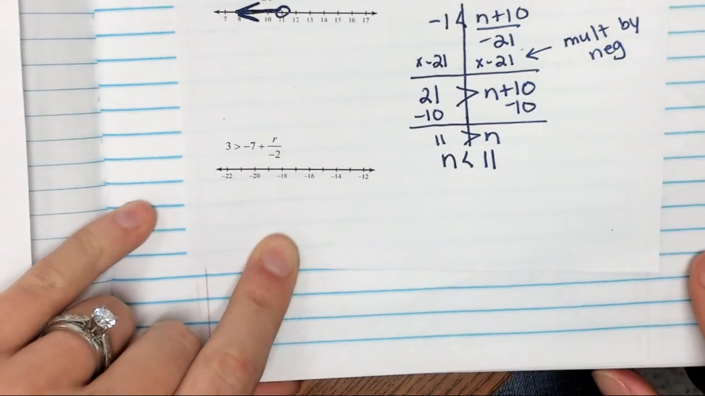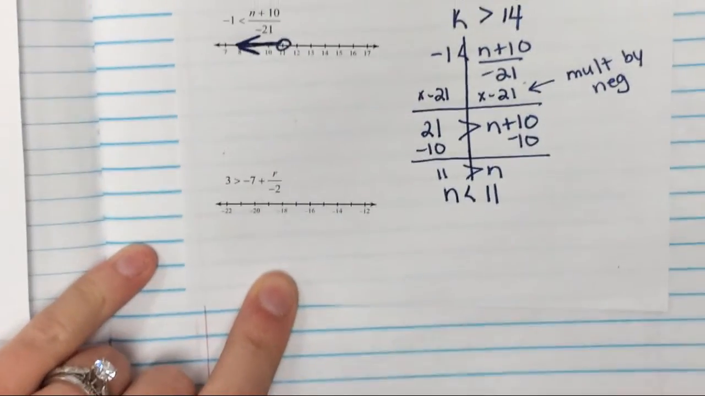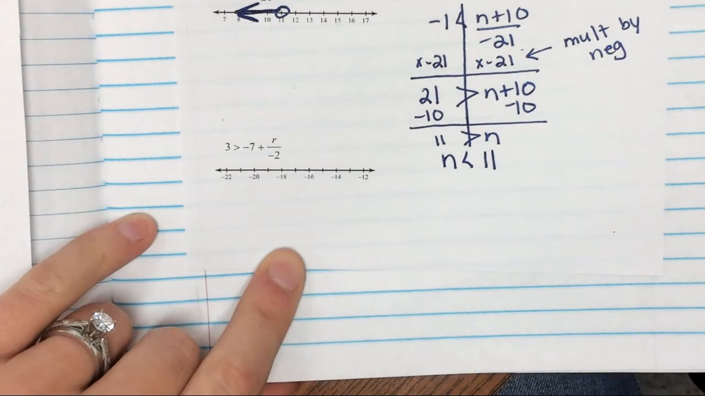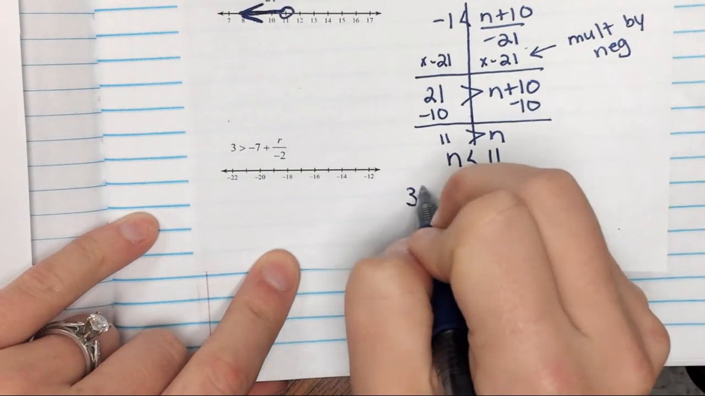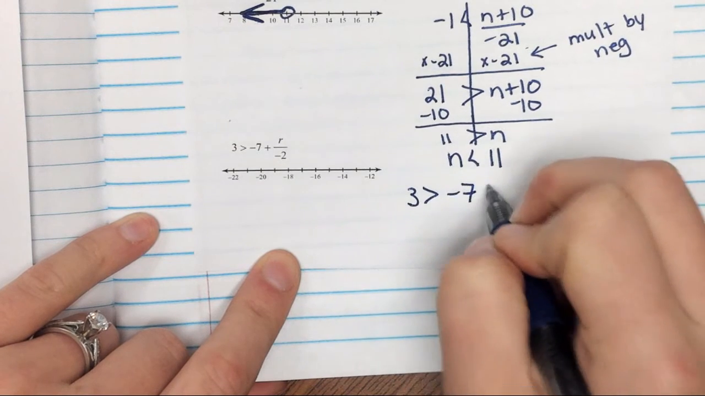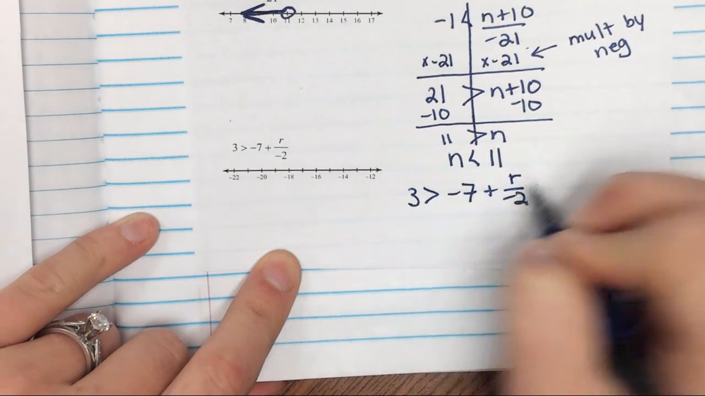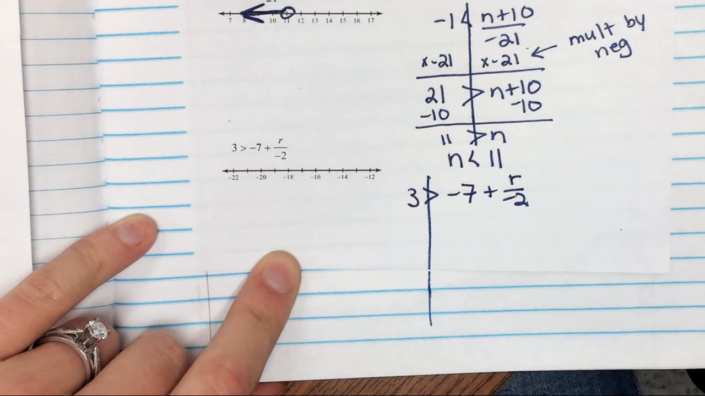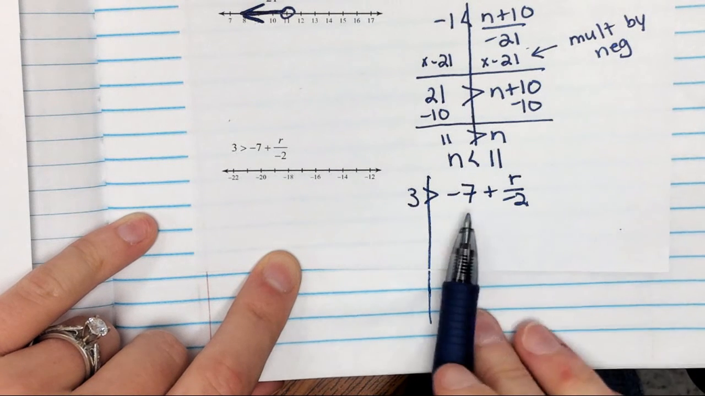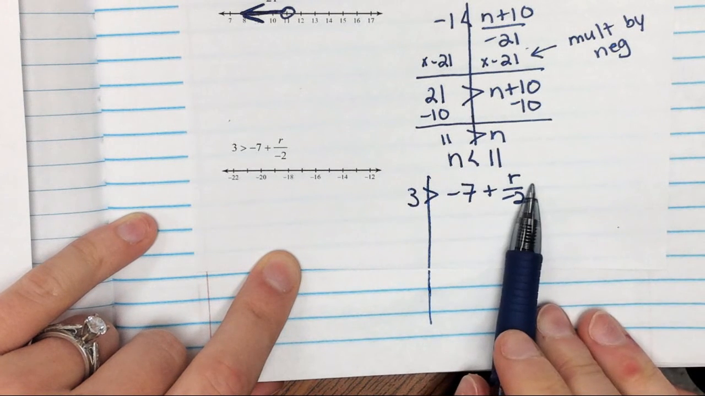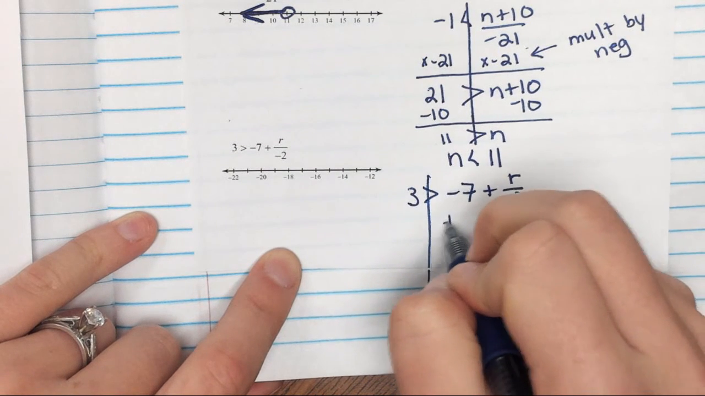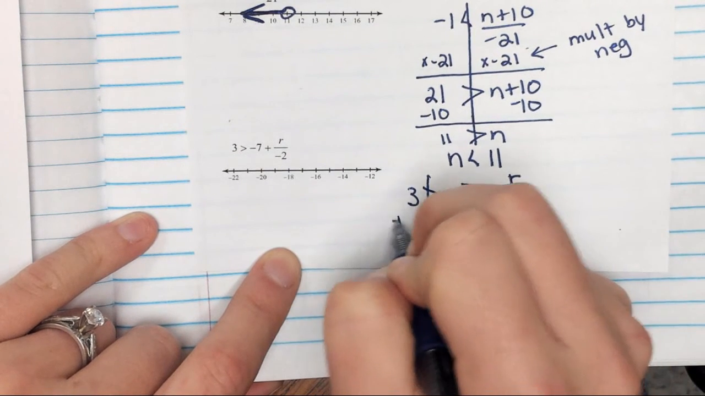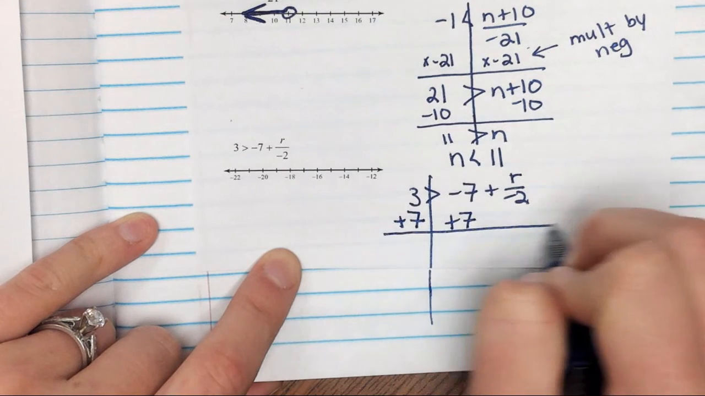All right, last example for two-step inequalities. I have 3 is greater than negative 7 plus r over negative 2. Okay, notice that my negative 7 is not grouped with the r. It's not up in the division, above the division bar, so I have to get rid of the constant first. I'm going to use the addition property of inequality, and I'm going to add 7 to both sides.